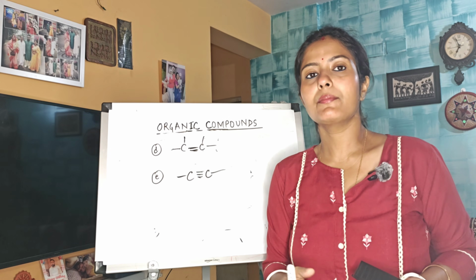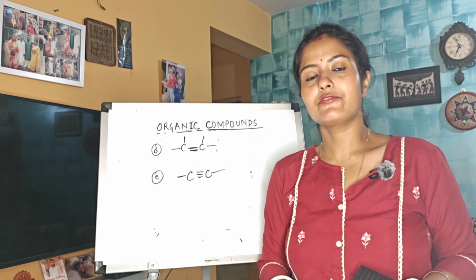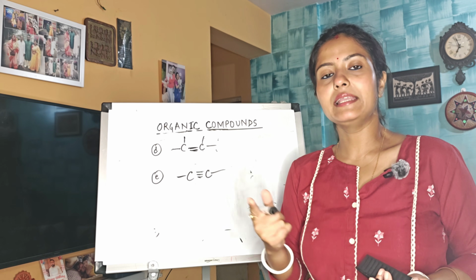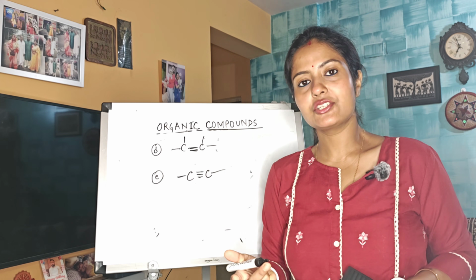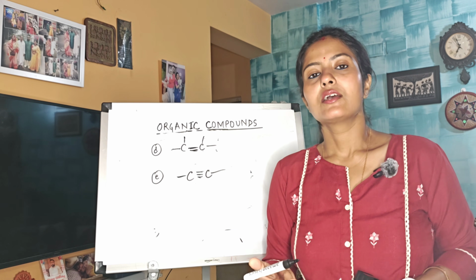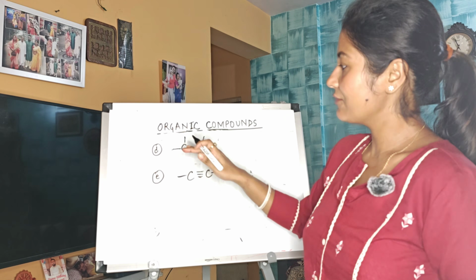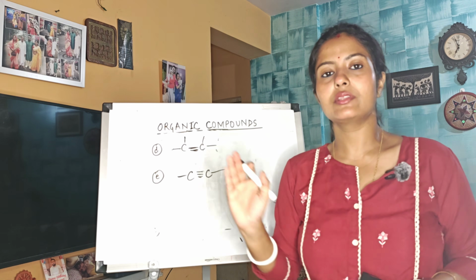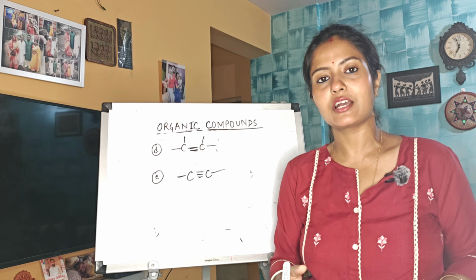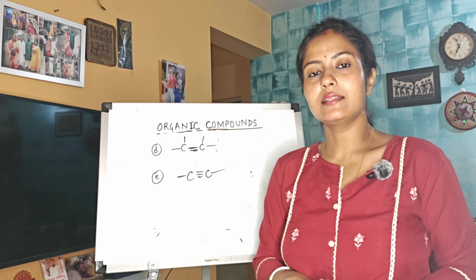So catenation may be possible in various ways. Firstly, it can form linkages in straight chain. It can form linkages in branch chain. It can form linkages in closed or cyclic form. It can form linkages through double bond, it can form linkages through triple bond. So these are the various possibilities through which carbon can link with other carbon atoms.